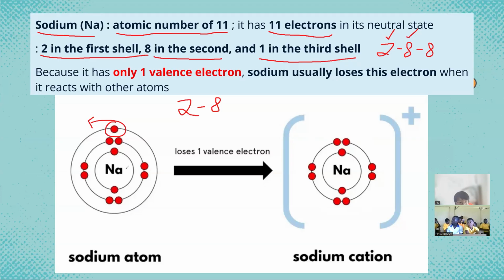So this sodium, initially with 11 electrons, loses 1 valence electron, and now it has 10 electrons. And we can see this is very much balanced. We have the 2-8 structure. So when an atom loses an electron, it's called a cation, and it has a positive charge. Sodium is an example of a cation, because we've just seen that it tends to remove an electron.